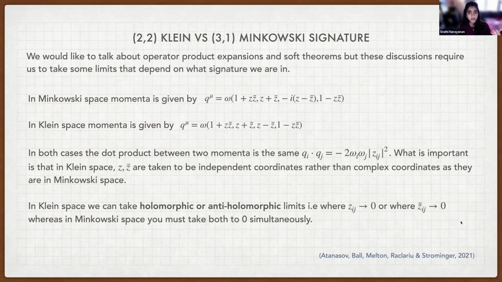In particular, in Minkowski space, there's no way to take a separate z_ij going to 0 or z bar_ij going to 0 limit, so a separate holomorphic or anti-holomorphic limit. You have to take them both together because they're complex conjugates of one another. But in Klein space, you're able to take them to 0 independently. And that allows us to write down what the OPE is. 2-2 signature will also be important because it's required for self-dual gravity, among other things that I'll also discuss. It should be noted that most of the math that has been done in the past doesn't rely too much on 3-1 versus 2-2 signature, but the geometry of the space that we're talking about does actually depend on that.